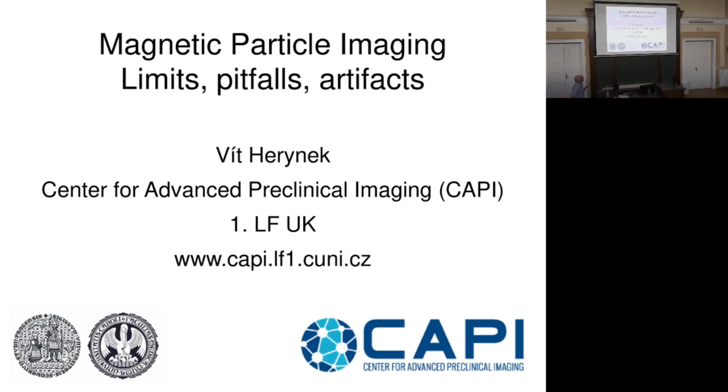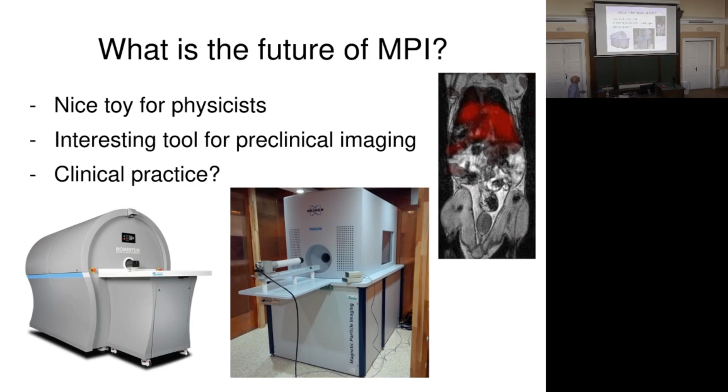I will introduce it by speaking about limits, pitfalls, and artifacts. I'm sorry that David Rees is not here, because I will speak only about field-free point systems, and I really don't know and don't dare to guess what's happening on the side of field-free line systems. So, first starting, what's the future of MPI?